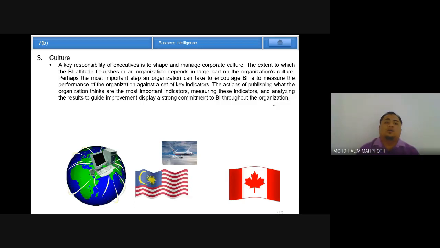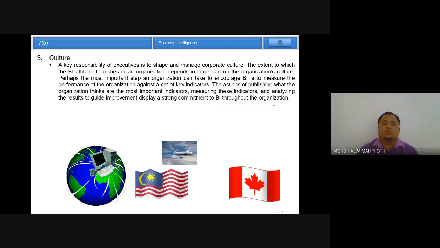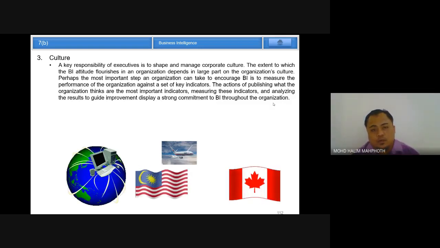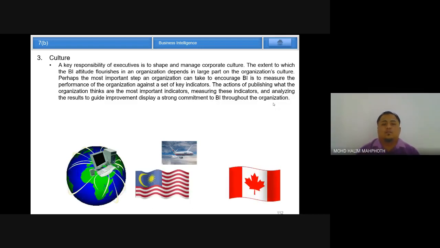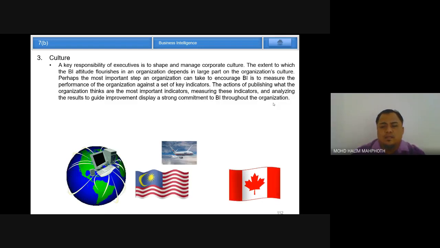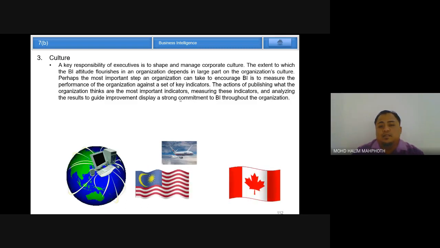Okay, so they know how to extract, they know how to mine, they know how to supply this particular data, pull the data from the data warehouse. So what's the purpose of the data? Perhaps the most important step an organization can take to encourage this business intelligence is to measure the performance of the organization against a set of key indicators.